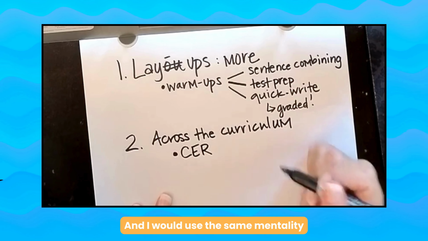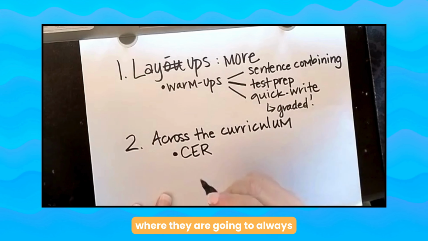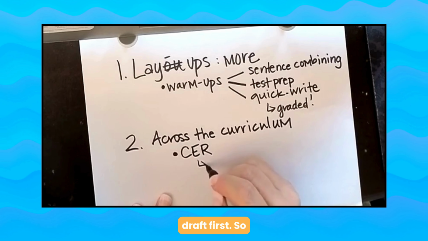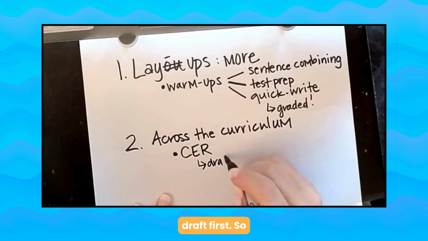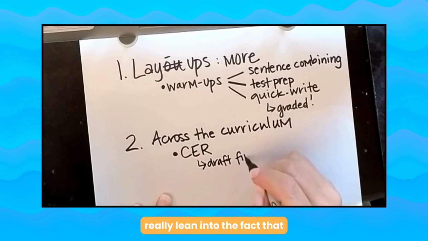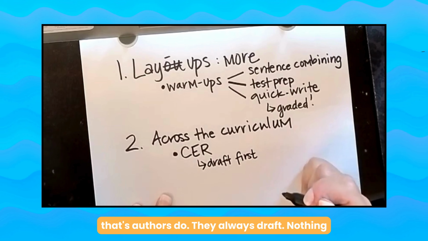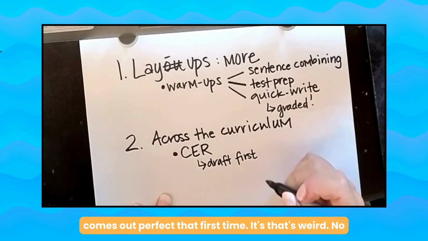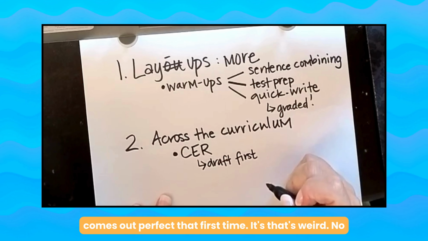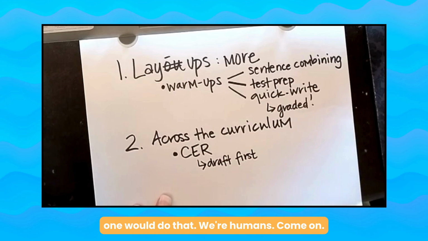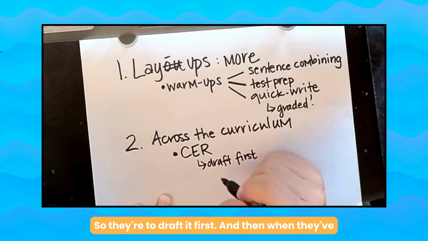And I would use the same mentality where they are going to always draft first. So really lean into the fact that that's what authors do. They always draft. Nothing comes out perfect that first time. That's weird. No one would do that. We're humans. Come on. So they're going to draft it first.